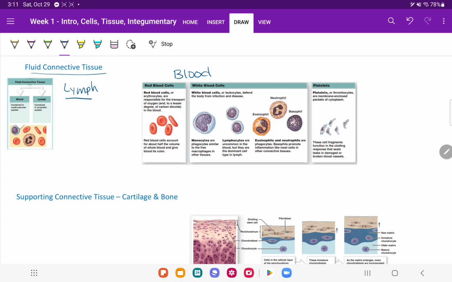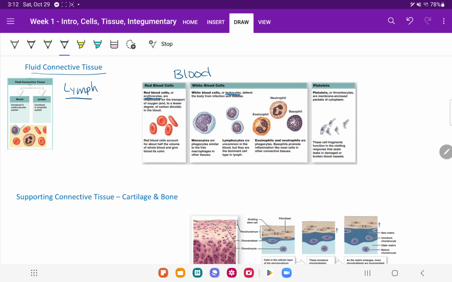So blood contains red blood cells. Red blood cells are also called erythrocytes, and they account for almost half of the volume of blood. Red blood cells transport oxygen and carbon dioxide in the blood. We also have white blood cells, called leukocytes, and they include neutrophils, eosinophils, basophils, lymphocytes, and monocytes. White blood cells help protect the body against infection and disease.